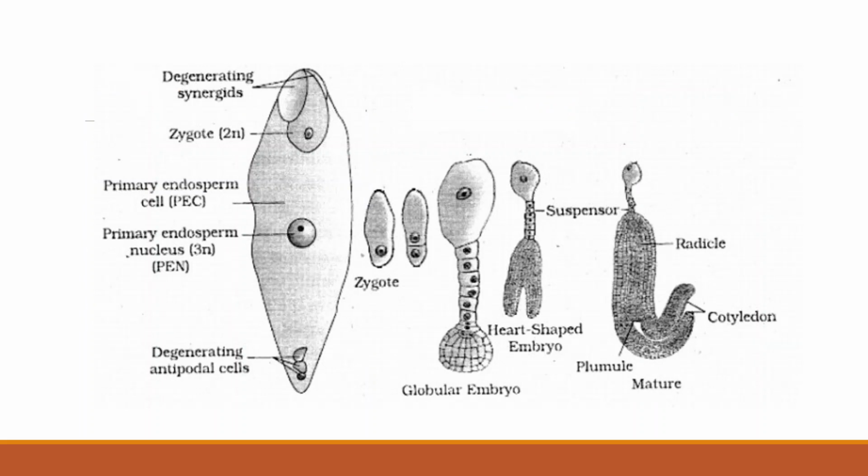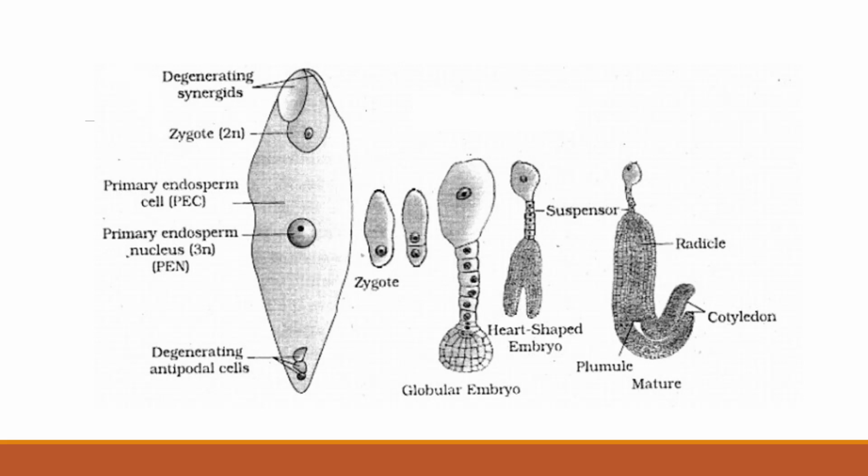See, this is the diagram for that. Degenerating synergids, zygote, which is diploid, and you can say primary endosperm nucleus, which is triploid, which is even responsible for the coconut plant. Coconut gets the endosperm inside, how the water will come inside coconut. This is the reason also, primary endosperm nucleus. So primary endosperm cell, PEC it is called.